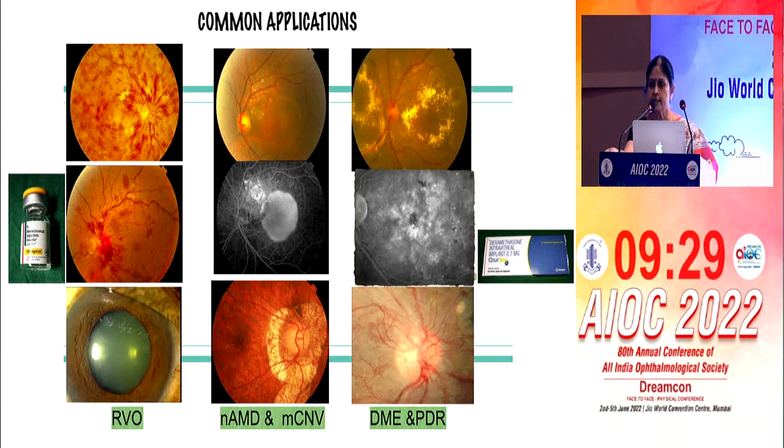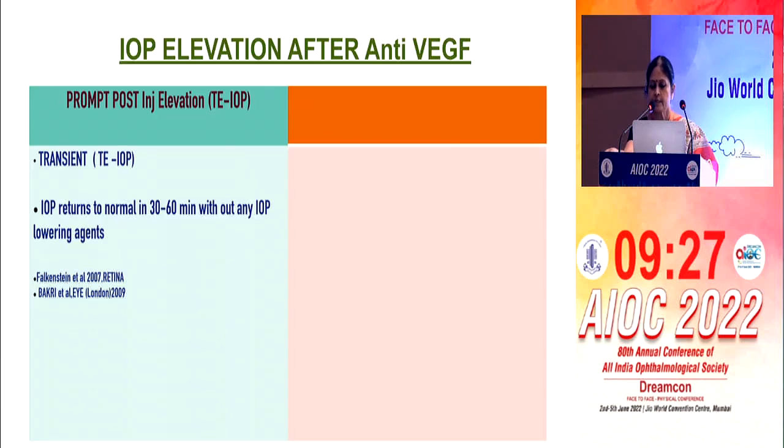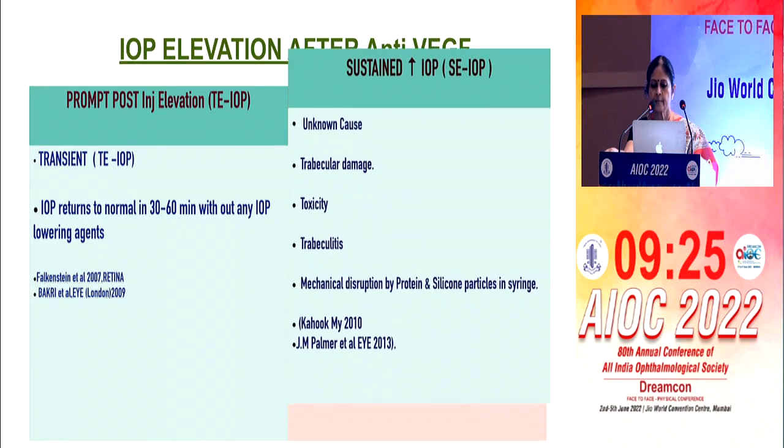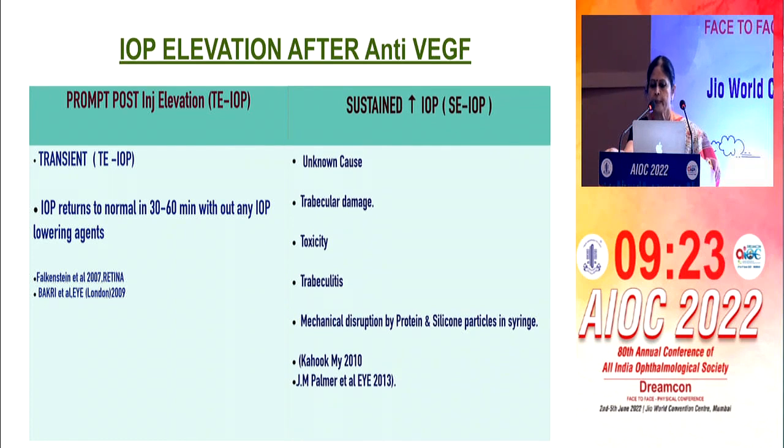These are the common indications for which anti-VEGFs are given in any retinal practice. And if you look at the IOP elevation after anti-VEGF injection, it could be a prompt volume load related post-injection elevation, or the transient IOP elevation, in which the IOP increases sky high in the immediate post-injection phase and then returns back to normal without any treatment in about 30 to 60 minutes time. This is basically because of the volume overload.